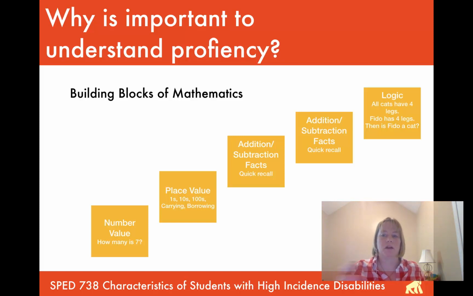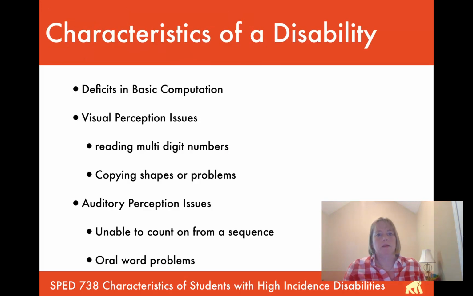Okay, making some logical conclusions with numbers is really critical for students. So as we look at those critical building blocks, I want to take a look at the characteristics of a disability, and you can see where we start to get some gaps in those building blocks, and then it really has a long-term impact on how successful we are in math.